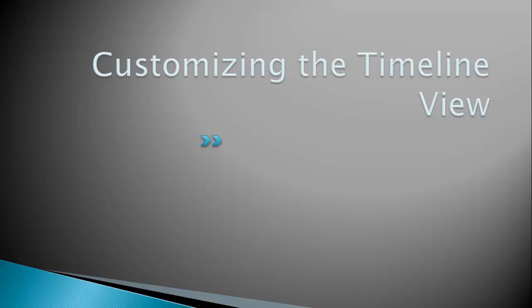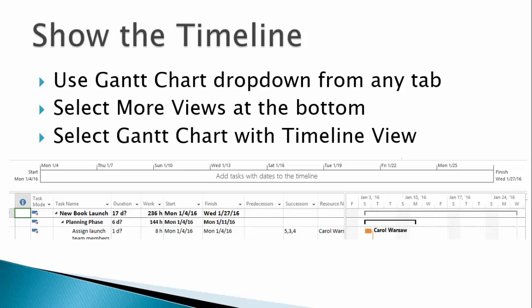In this segment, we're going to look at the timeline view and how to customize it. If you have been following along, the timeline is likely not visible. Use the Gantt chart dropdown to select the Gantt chart with timeline view. Note that if your entire project is not available in the Gantt chart pane, the timeline will have two vertical lines showing that time frame.